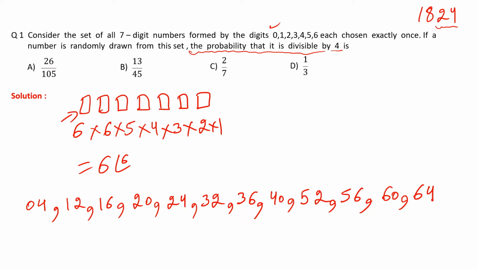Now students, to find the favorable number of cases, you will have to be very careful, because there are going to be two categories. The first category is of those numbers that have 0 in either of their last 2 digits. And the second category is of those numbers which do not have 0 in either of their last 2 digits. Now I'm discussing the first case. Let's take 0, 4.